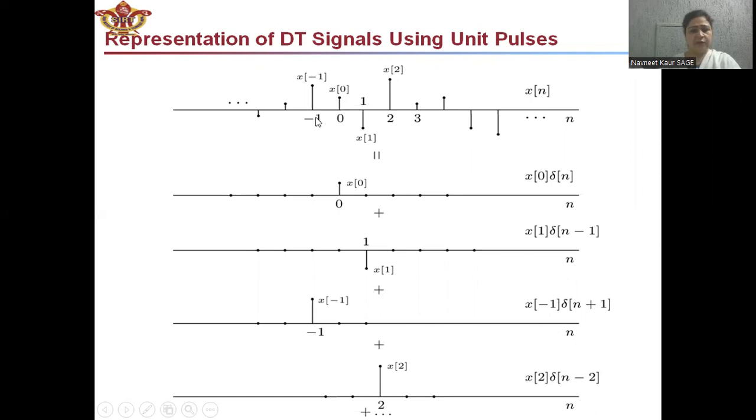And if I want to represent the sample at n equal to -1, I'll say x[-1] multiplied by delta[n+1], where delta[n+1] is the shifted impulse at n equal to -1. Similarly, at n equal to 2, I'll multiply the sample value by delta[n-2], and so on. I'll sum all these values, and this is how my sequence x[n] is represented as the sum of x[0] delta[n], x[1] delta[n-1], x[-1] delta[n+1], and so on.